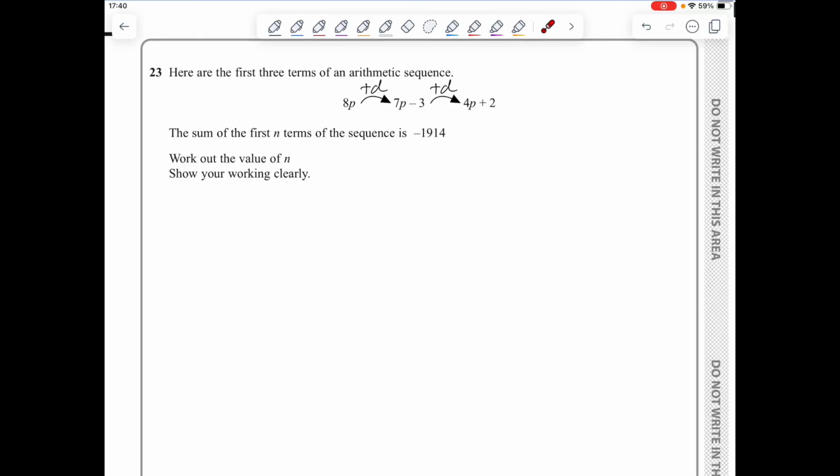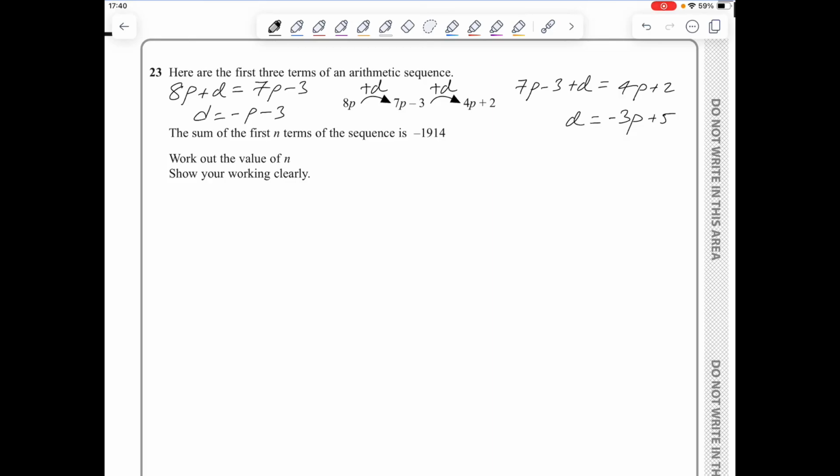So from the first two terms, I can say that 8p plus D must be equal to 7p minus 3. Therefore, D is equal to minus p minus 3. Similarly, from the second and third terms, I get that 7p minus 3 plus D is equal to 4p plus 2. If you rearrange, D comes out to be minus 3p plus 5.